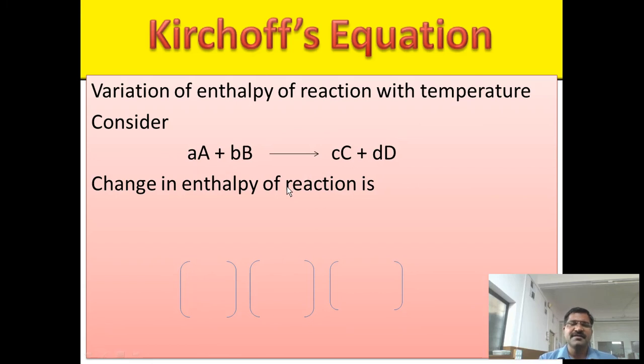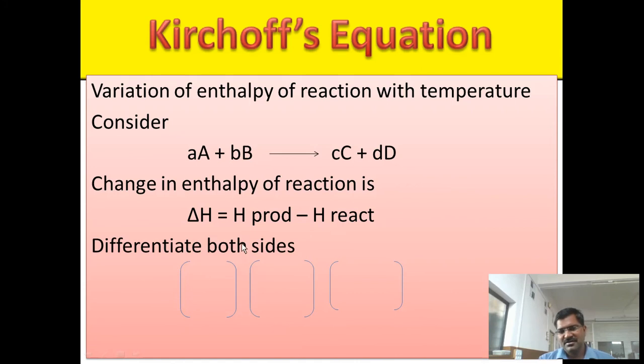So, the change in enthalpy for this chemical reaction is given by the equation: delta H is equal to enthalpy of the products minus enthalpy of the reactants. Enthalpy is denoted by capital H. Delta H means the change in enthalpy of a reaction is equal to enthalpy of the products minus enthalpy of the reactants.